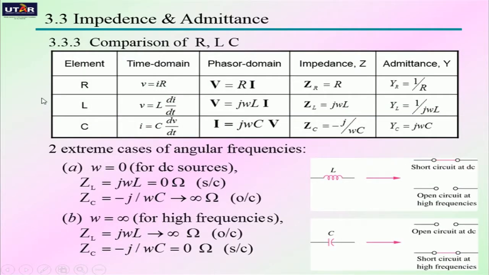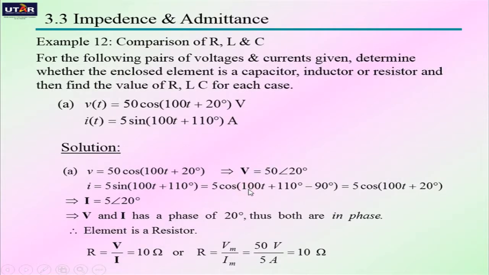This table shows a summary of the relationship among resistor, inductor and capacitor. Let's have a look at example 12. For the following pairs of voltages and currents given, determine whether the enclosed element is a capacitor, inductor or resistor.